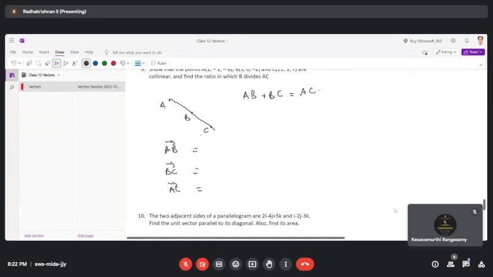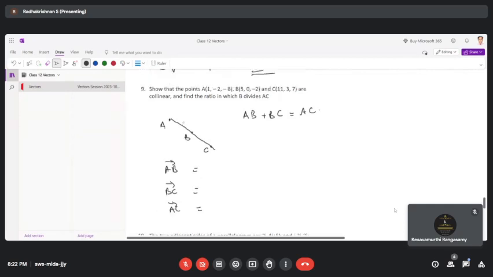I put the points A, B, C like this, but these points may not be in this order. It is not given that the points are in this order. Okay, so it simply says that the 3 points are collinear. But let us write down AB.